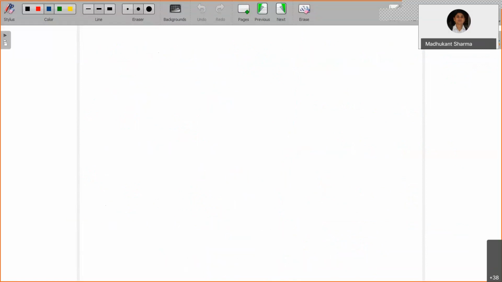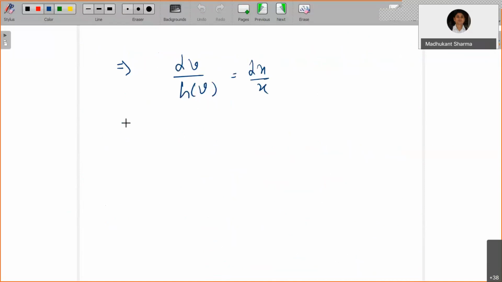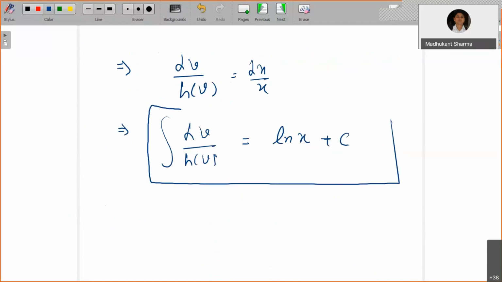So this implies dv divided by h of v equals dx by x. I hope that is correct: dv by h of v and dx by x. Then you can integrate both sides. So the integral of dv by h of v equals the integral of dx by x, which is ln of x plus a constant. At the end you will get a function of v on the left side, and in the final solution you have to replace v by y by x.